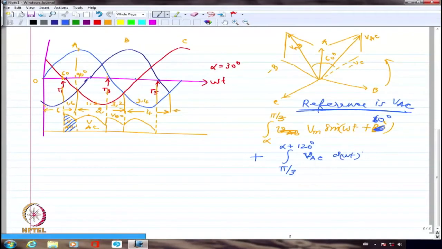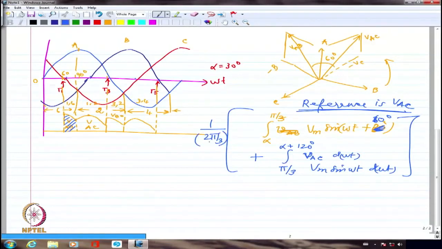Now thankfully our reference is VAC, so I can simply write VAC as Vm sin omega t d omega t. Now the entire thing has to be averaged over 2 pi by 3, not 2 pi, 2 pi by 3, because this will repeat again.